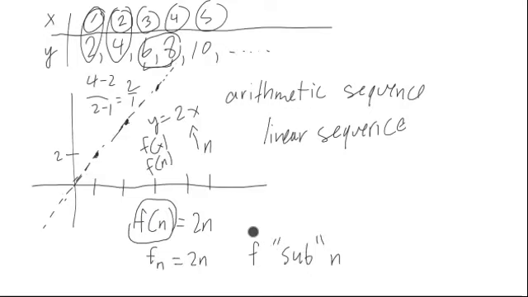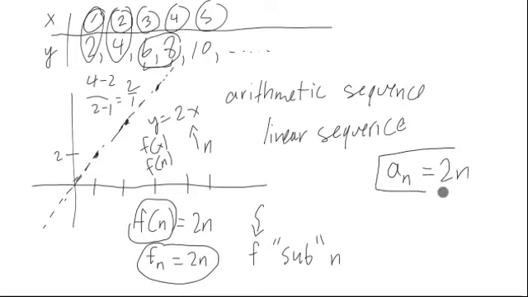Now, by convention for sequences, we don't usually use the letter f as we do for functions, but we can, and that's fine. This is a perfectly valid sequence notation. But standardly, we just start at the beginning of the alphabet. A sub n is often the notation that we might use. And so this right here is the formula that defines the pattern of this sequence, 2, 4, 6, 8.